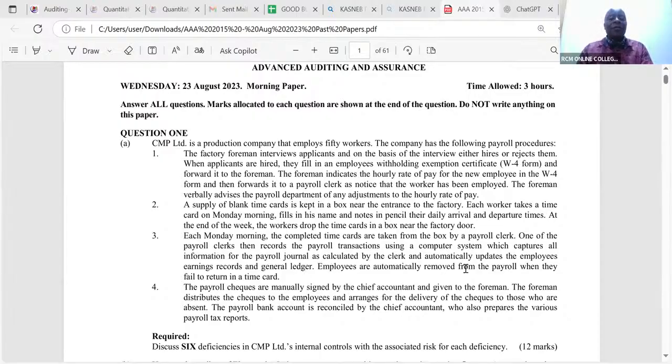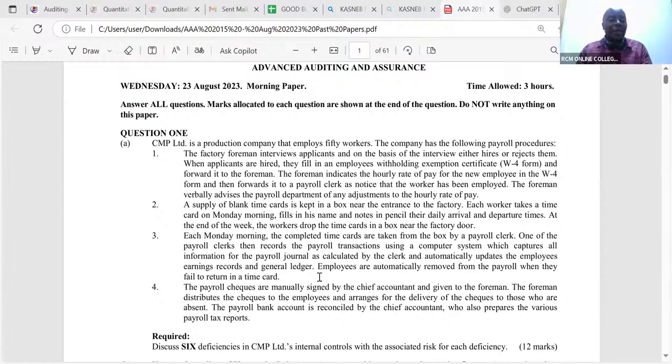Employees are automatically removed from the payroll when they fail to return a time card. So they don't get their payment at the end of the month. There could be reasons why somebody has not brought in their time card on this Monday or whichever day you tell them. Perhaps this employee fell sick. So there should be a process of removing somebody from a payroll, and that is why we would want this information to be captured by systems.